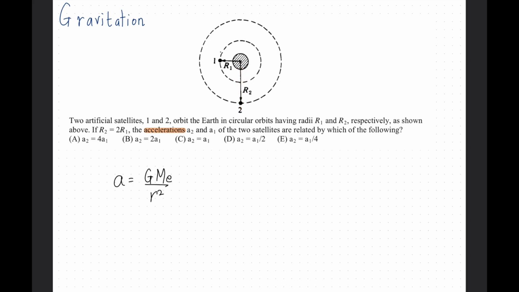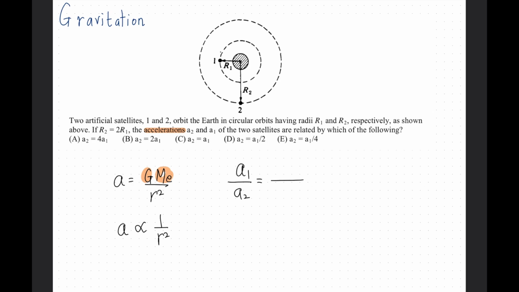Now we will look at what's constant for us. We can see that G, which is the universal gravitational constant, is a constant, and the mass of the Earth is also a constant because we are not changing the planet in the center. So we can see that acceleration is inversely proportional to r squared, and now we can generate the ratio a1 over a2 because it's an inverse proportion.